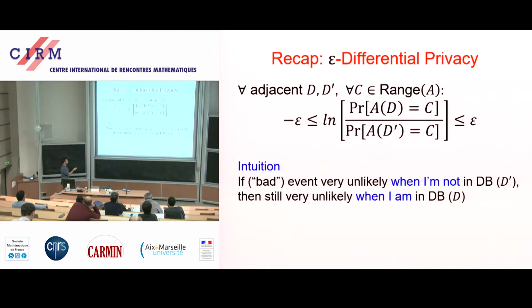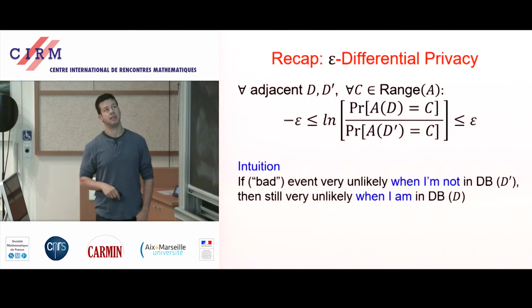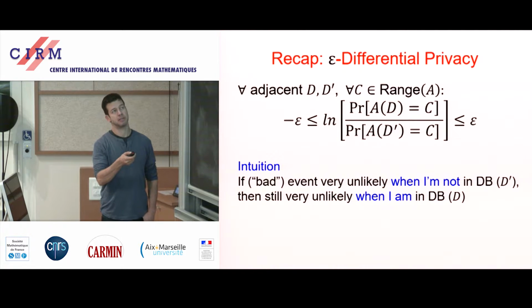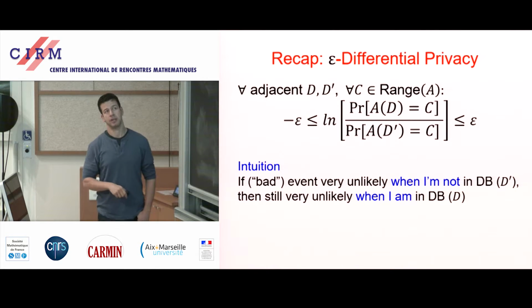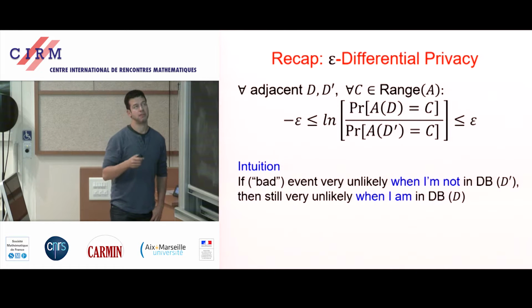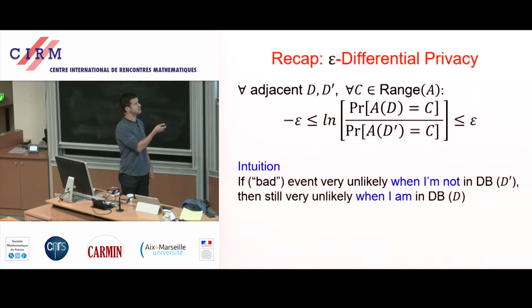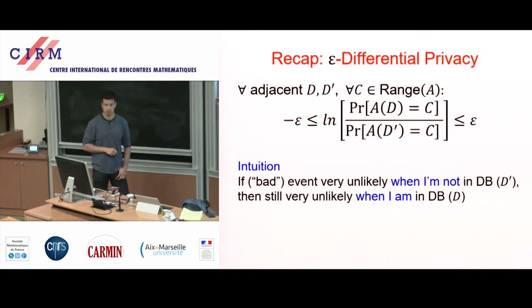So for any output in the range of an algorithm, we say that the algorithm A is epsilon differentially private if the ratio of probabilities, the probability that running on the database with my data and the data set without my data, the probability that we get outcome C are about the same. In particular, the ratio is between e to the epsilon and e to the minus epsilon, so the log of the ratio is between minus epsilon and epsilon. It's very small. What happens to the query?